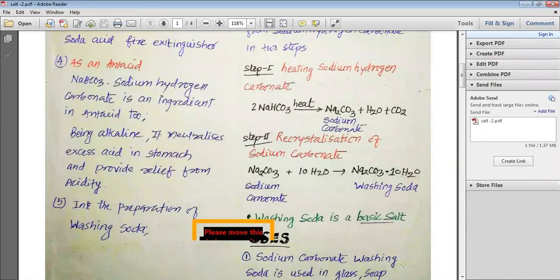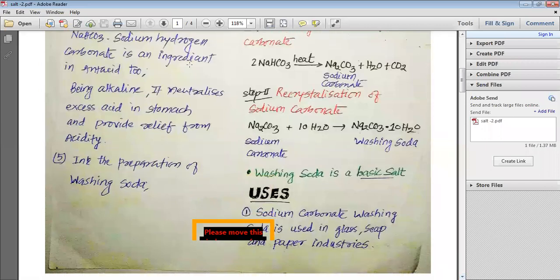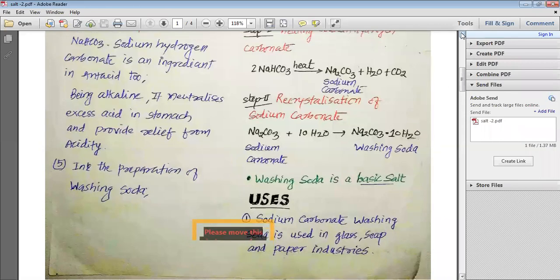And this is how our baking soda is also one of the parts for neutralizing stomach acidity. You might have heard, my dear students, about ENO. So this ENO also contains some portion of sodium hydrogen carbonate, or baking soda. Baking soda is also used in the preparation of washing soda. So by using baking soda, we can even prepare washing soda. That is what we are going to study now.